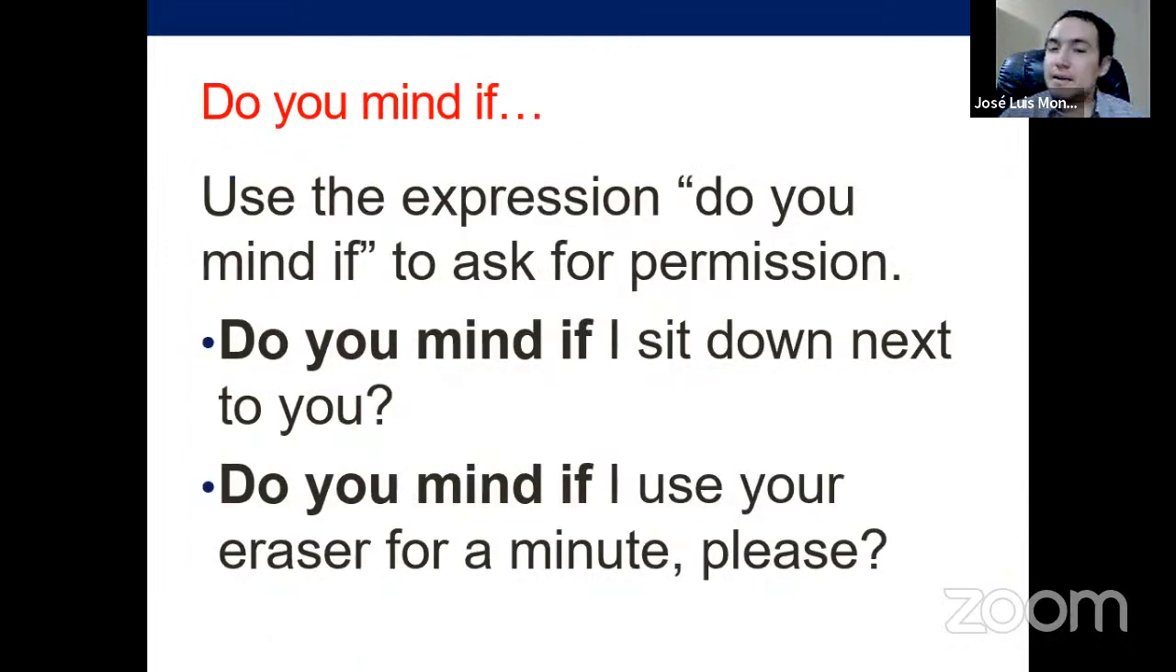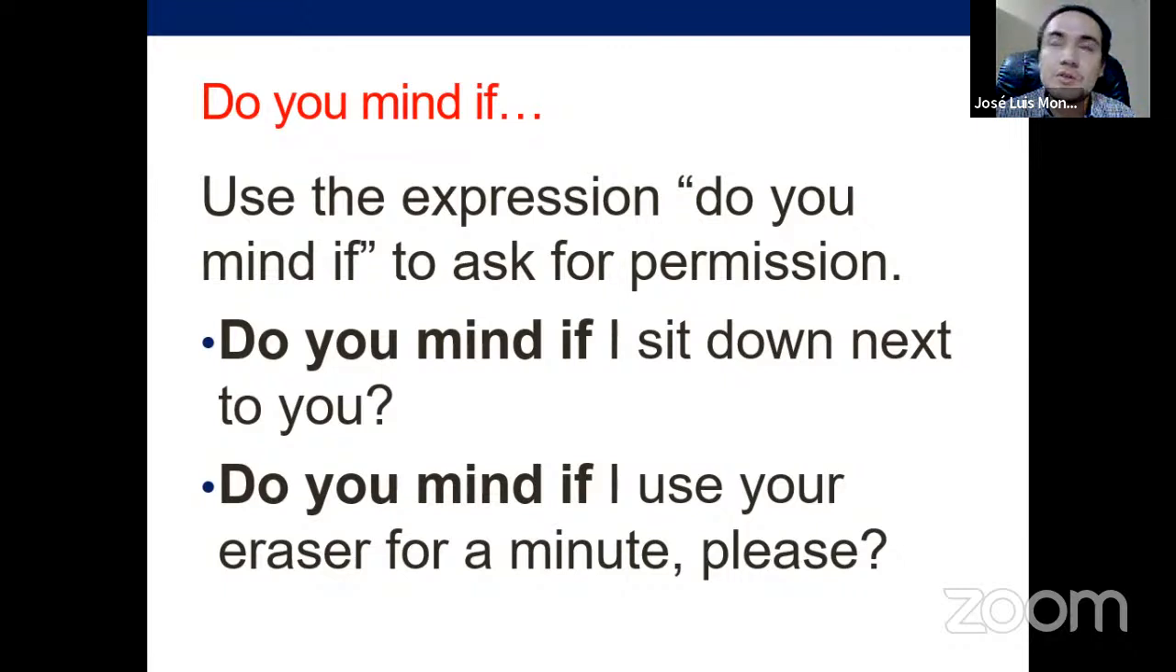Now, do you mind if, it's an extra, yes, actually an extra expression, let's call it here, to ask for permission, right? Use the expression, do you mind if, to ask for permission. Do you mind if I sit down next to you? All right, I want to know if it's okay for you. I'm asking for permission in a certain way because I don't want to bother you. Do you mind if I use your eraser for a minute, please?